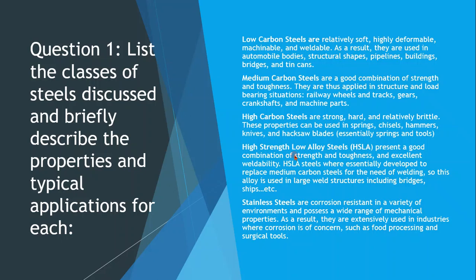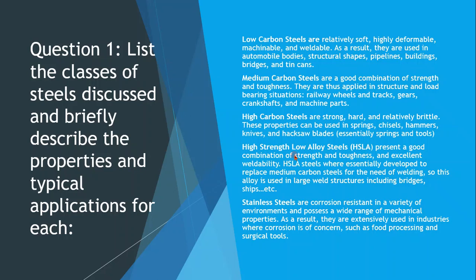As a result, they're used in automobile bodies, structural shapes, pipelines, buildings, bridges, and tin cans. Medium carbon steels are a good combination of strength and toughness. They are thus applied in structure and load-bearing situations such as railway wheels and tracks, gears, crankshafts, and machine parts. Now, high carbon steels are strong, hard, and relatively brittle. These properties can be used in springs, chisels, hammers, knives, and hacksaw blades, essentially springs and tools.